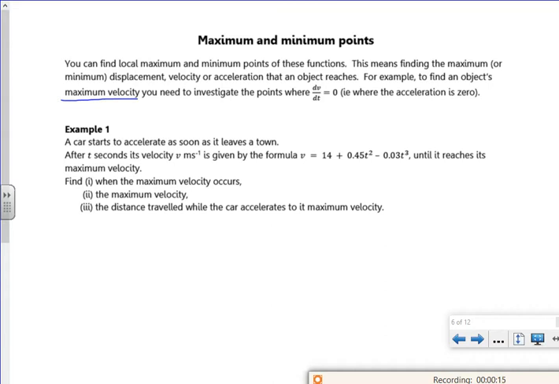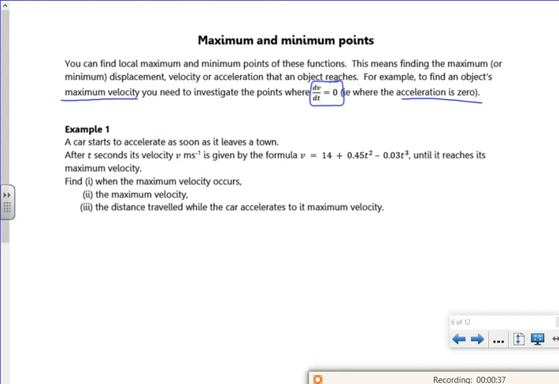It's when you're speeding up as much as you can and your acceleration is zero. So my maximum velocity will be when dv/dt is zero. So we're going to use things like that to help us. Things like the maximum displacement will be when the velocity is zero. We're going to use those ideas to help us.